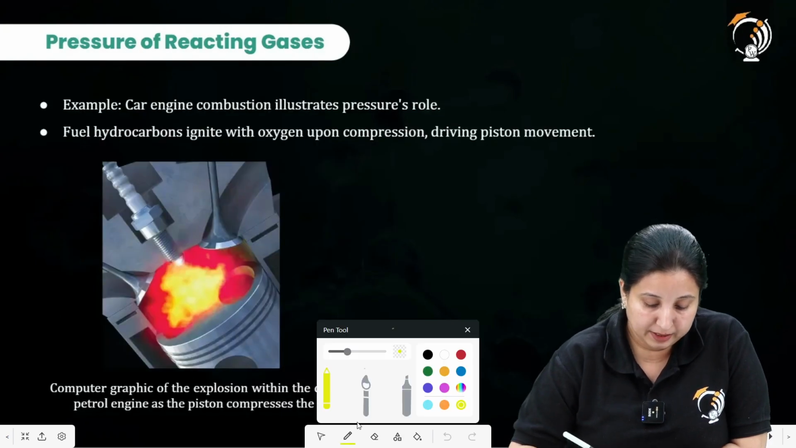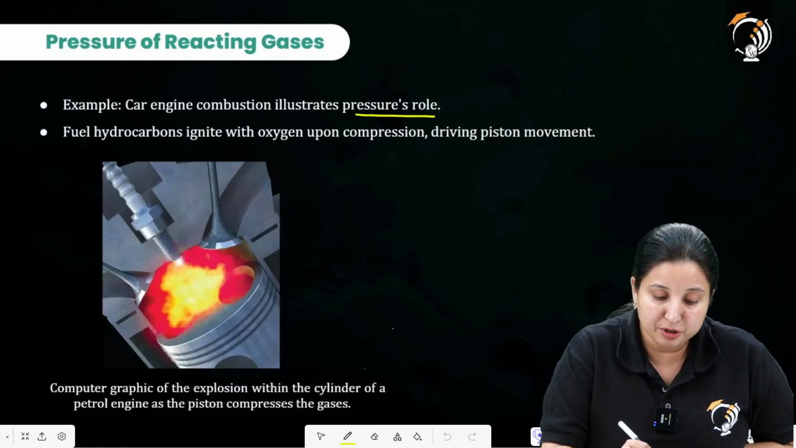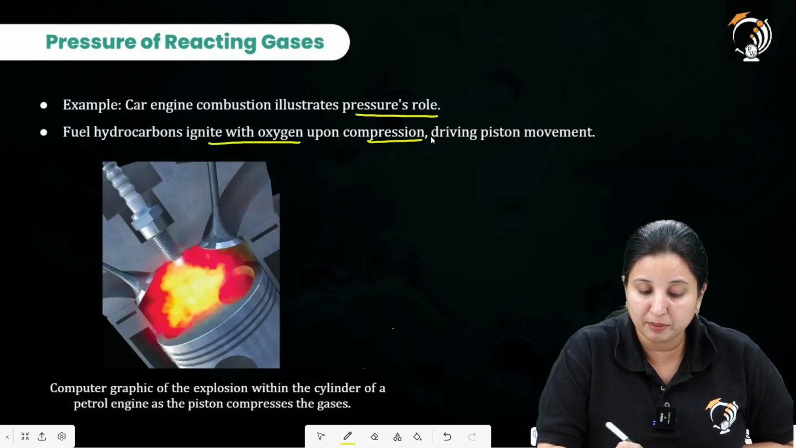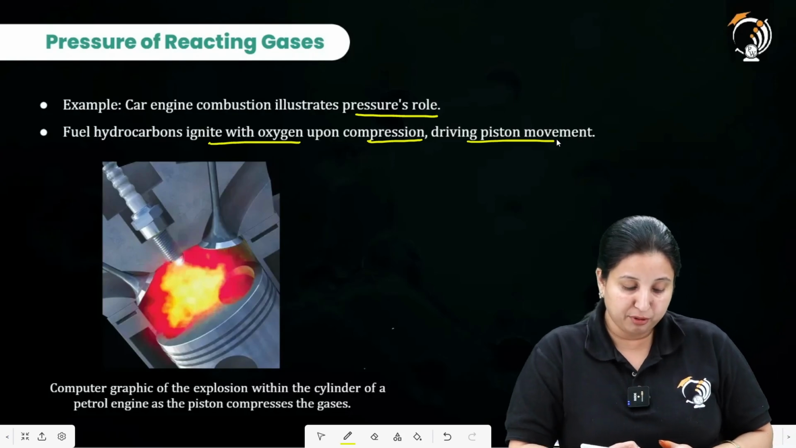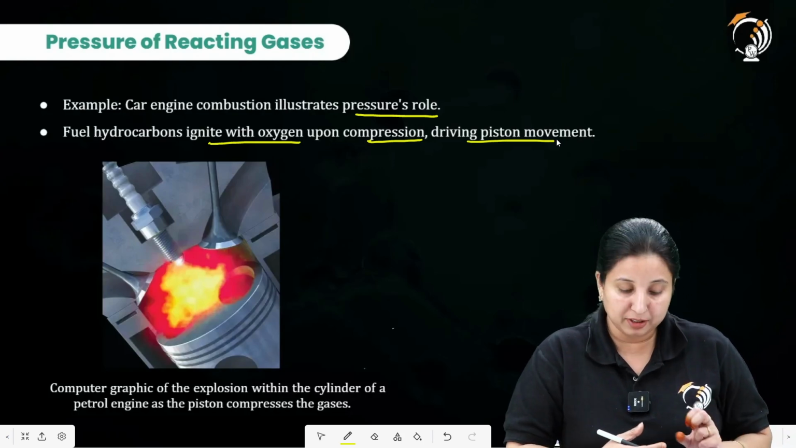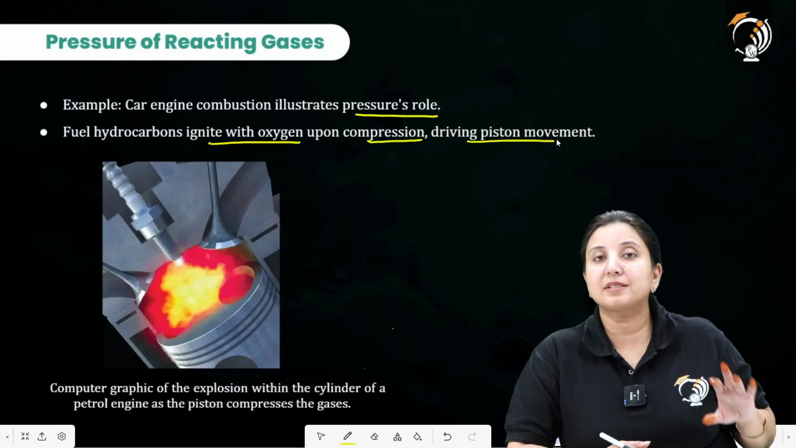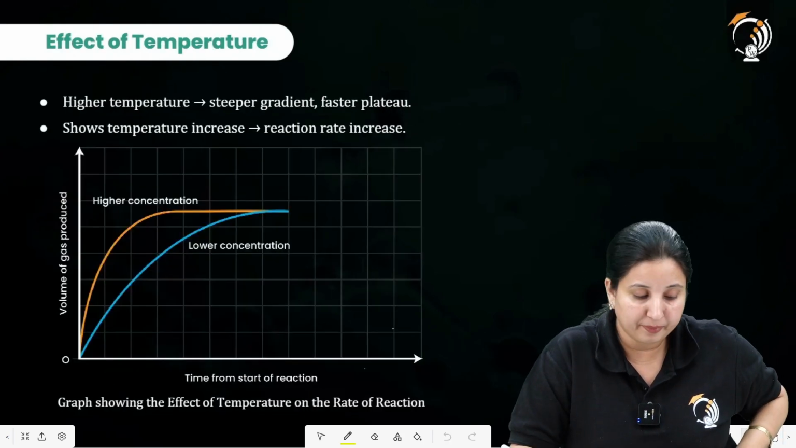Now basically, car engine combustion illustrates the pressure's role. Fuel hydrocarbons ignite with oxygen upon compression, driving piston movement. So this is how, if you just have a graphic for this explosion within the cylinder of a petrol engine, the piston compresses the gases because of which a car runs.